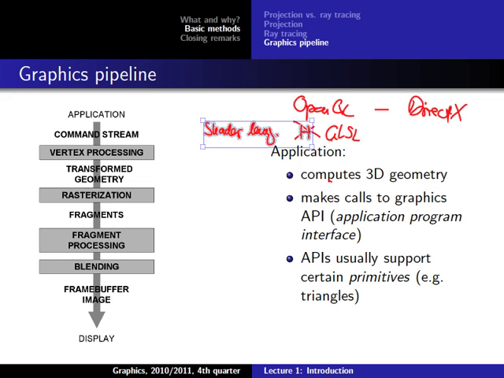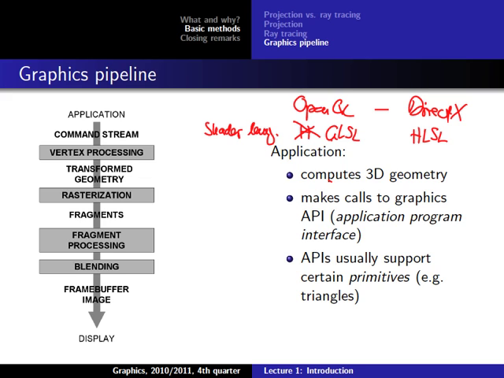GLSL is the shader language for OpenGL, and the language for Direct3D is HLSL. So the shader language is basically the programming language that you use to program the graphics hardware, and they are based on this API, OpenGL or DirectX. So don't worry if you don't understand it now. You will hopefully after the practicals.